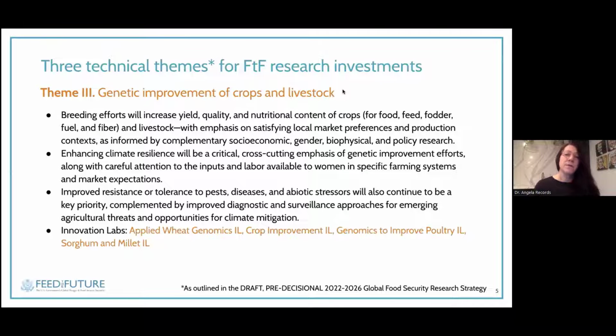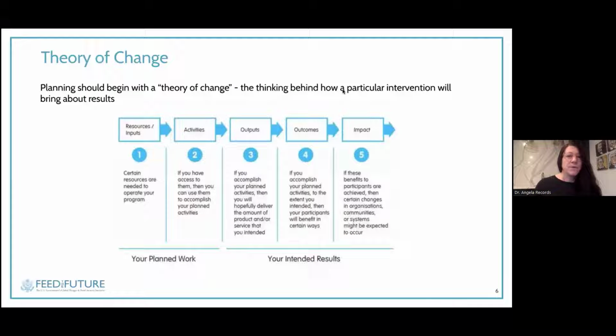And then lastly, the third theme that we're highlighting is genetic improvement. So breeding for improved crops and livestock, particularly relevant to this group would be breeding for resistance to diseases and tolerance to pests. And so just transitioning a little bit, and this is something that came up in a previous session around the theory of change, and how critical it is, a difficult thing to nail down in an application, but it's really important in terms of planning and project design and thinking about the results, the impact that you want to make, and how you get there.